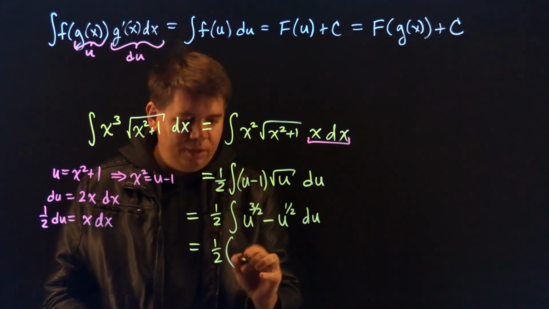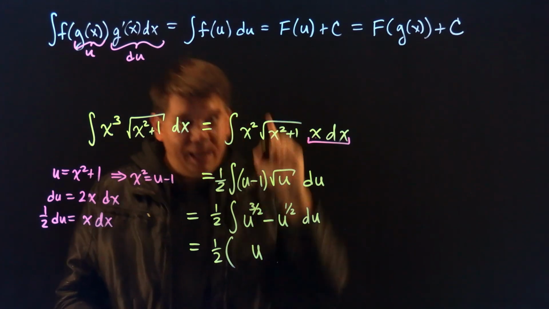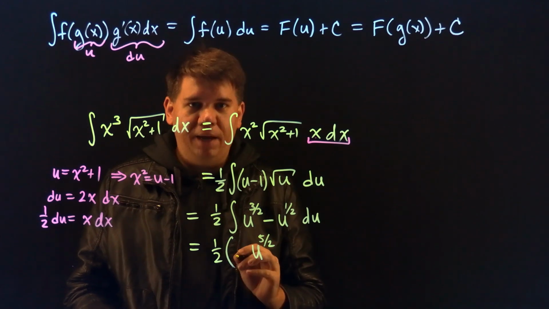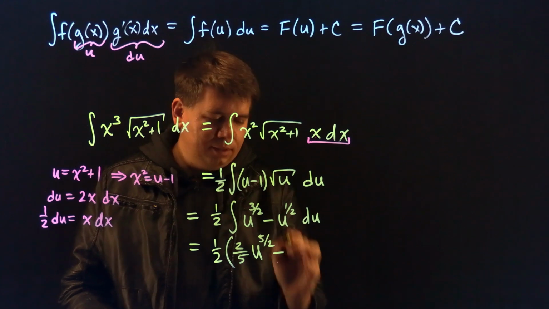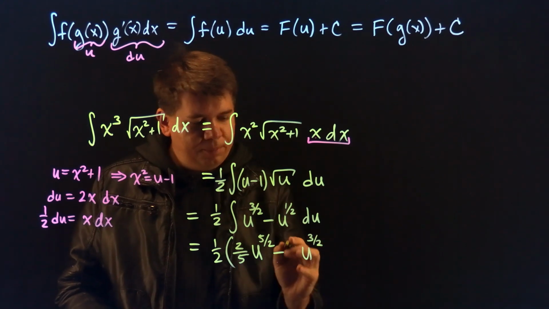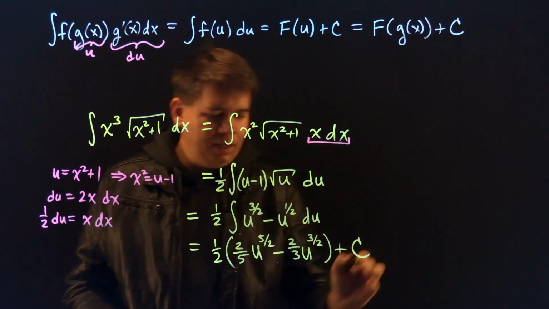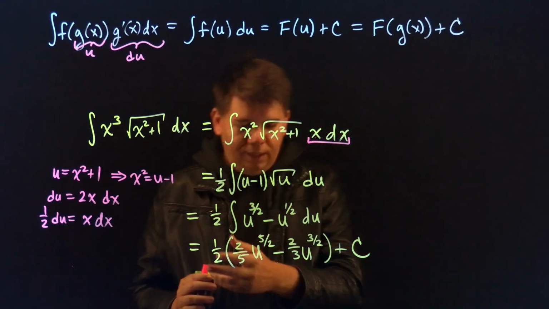The antiderivative of u to the 3/2: I increase the power by 1. I'm going antiderivative, so it's going up by 1 to 5/2. And I put the reciprocal out front, so 2/5, minus, increase 1/2 to 3/2, put the reciprocal out front, 2/3, plus c. There you go. We've solved it. Well, we solved it in the language of u's.